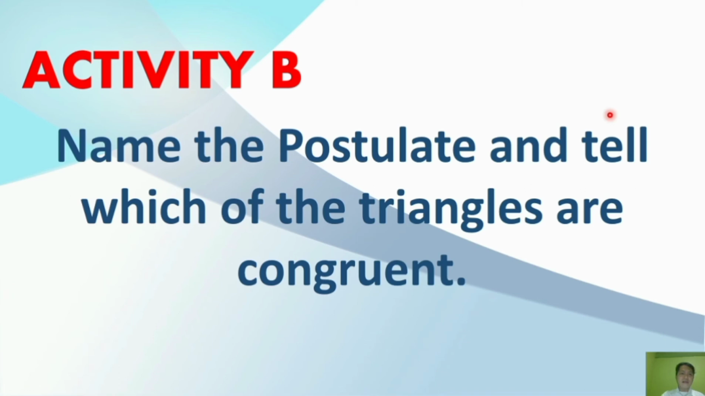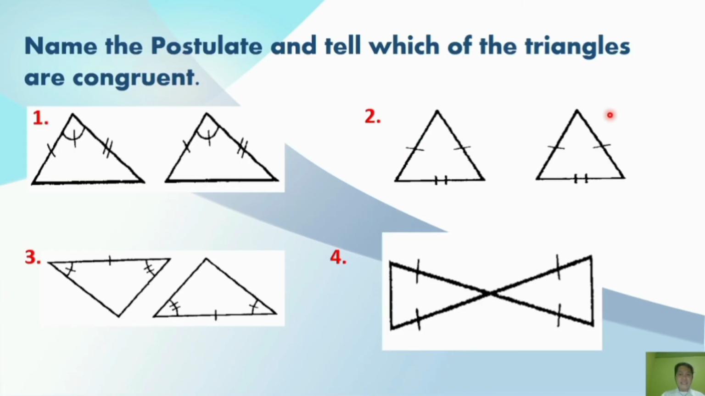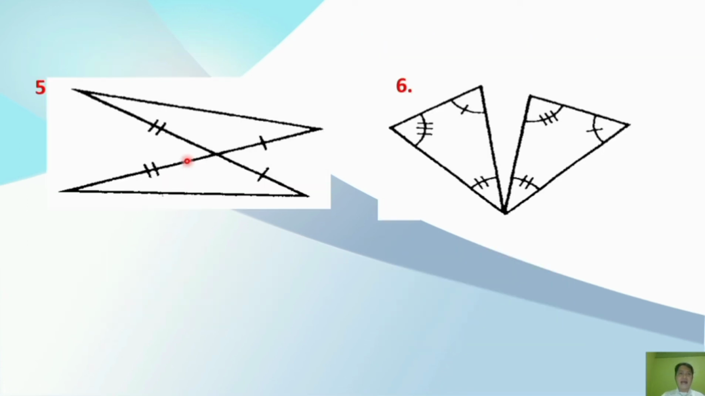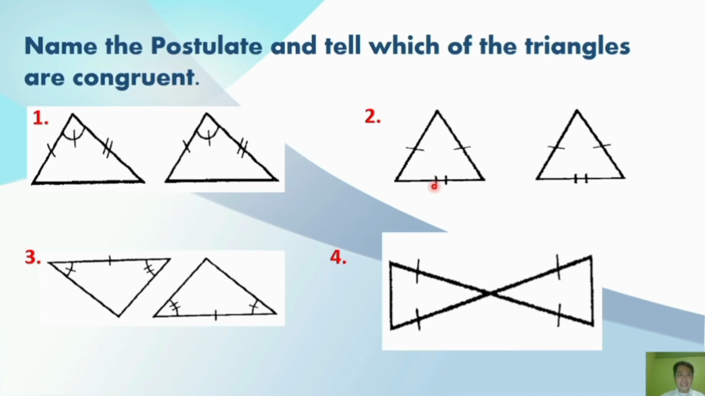So we have here 6 pairs of triangles. We have number 1, 2, 3, 4, and then 5, 6. Let's go back. We have 6 pairs of triangles. All you need to do is to name the postulate. What are the postulates? SSS, SAS, and ASA. And then after naming the postulate, you are going to tell whether each pair of triangles are congruent or not.